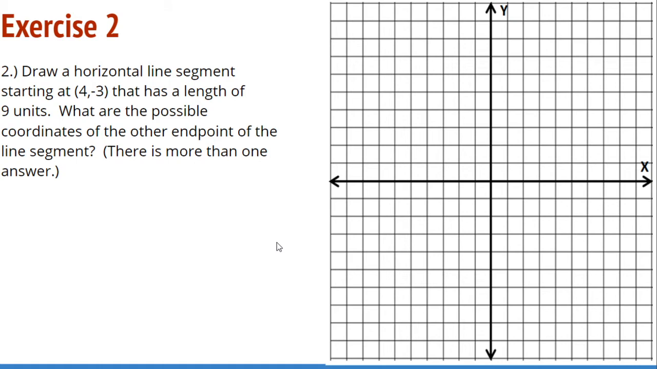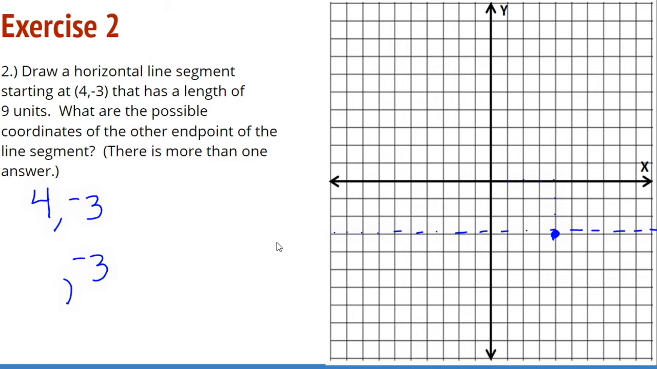All right, we are going to draw a horizontal line segment starting at 4, -3. So I need to go to 4, -3. 1, 2, 3, 4. All right, I'm at 4, -3. If I want it to be a horizontal line segment, I've got 4, -3. For a horizontal line segment, a line segment that moves side to side, I know that the coordinate of my second point is going to be -3 because I want this horizontal line segment.